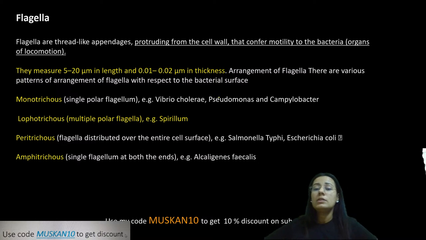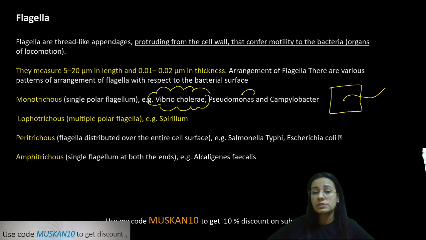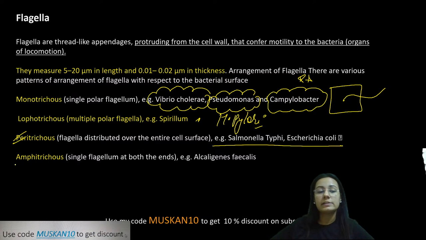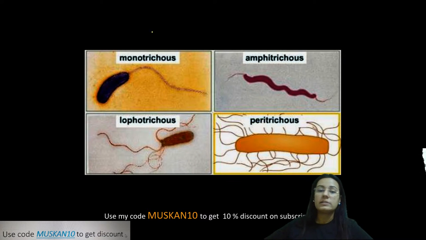So when we talk about the flagella, they are monotrichous, that is present at one end, examples are Vibrio cholerae, Pseudomonas and Campylobacter, which are important. Lophotrichous, that is a polar tuft, a bunch, present in Spirillum and H. pylori. Peritrichous, that is all around the surface, that is E. coli and Salmonella. And amphitrichous, that is Alcaligenes faecalis. So this is the mono, amphi, lopho and the peritrichous.